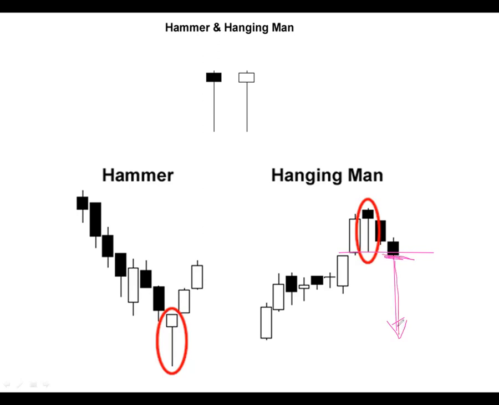After the hanging man, you need strong sell candles that will close below the last bullish candle. And once that happens, that is your entry point to start selling.